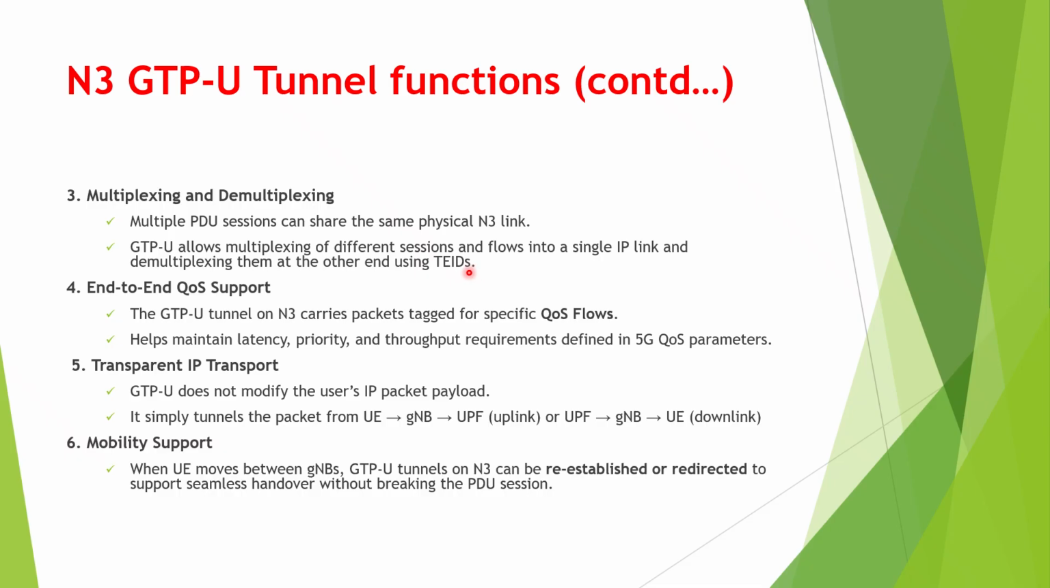of TEIDs. End-to-end quality of service: it supports packet handling for specific quality of service flows. It helps maintain latency, priority and throughput requirements of the 5G quality of service parameters. Transparent IP transport: it does not modify the user's IP packet payload. The tunneling of the packet goes from the user equipment to gNodeB to UPF, and UPF to gNodeB.